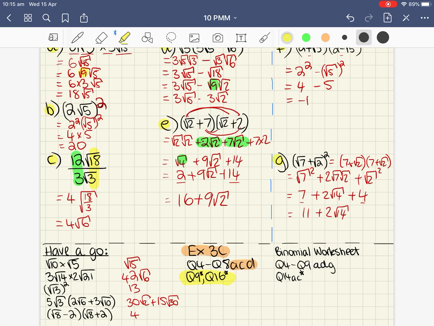Furthermore, though, we have an additional worksheet to work on these difference of two squares, difference of perfect squares and perfect squares, and this is the binomial worksheet. I'll pop that up on eLearn for you. It's already on the Common eLearn, but I'll pop it on ours. Just working on questions 4 to 9 A, D, G, and if you want a bit of extension, you've got question 14 A, C there. I've also just realized that that one's not quite right. Okay, that one there should be root 50.